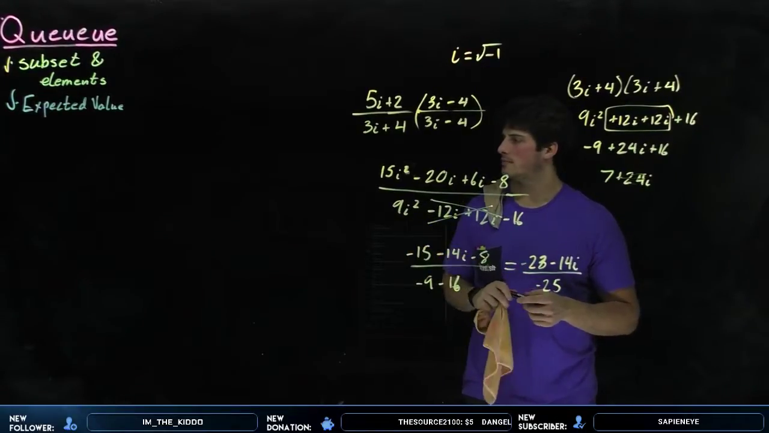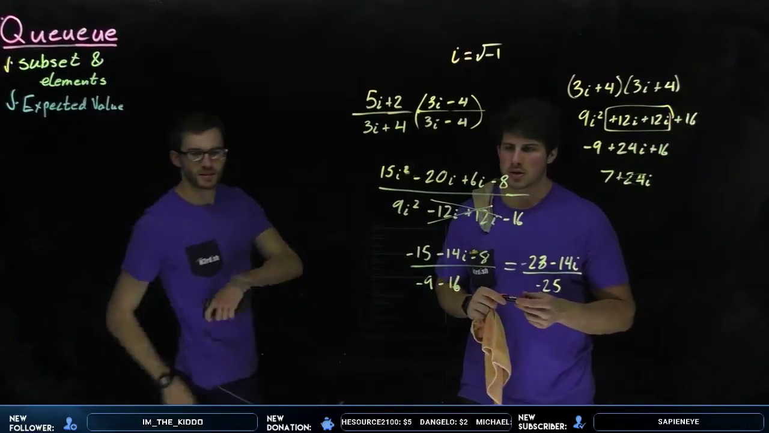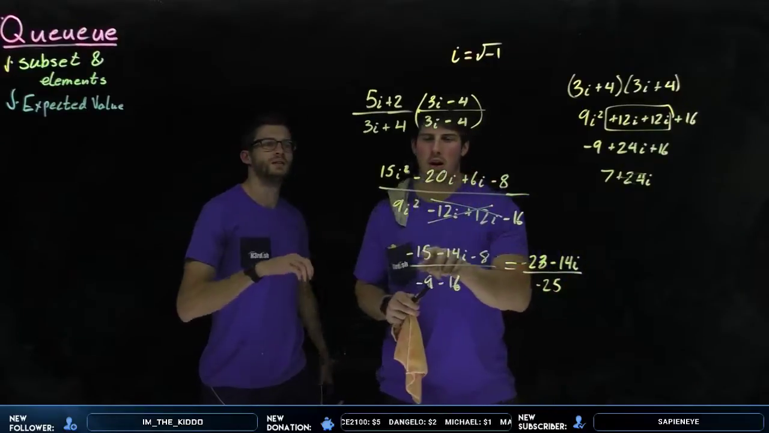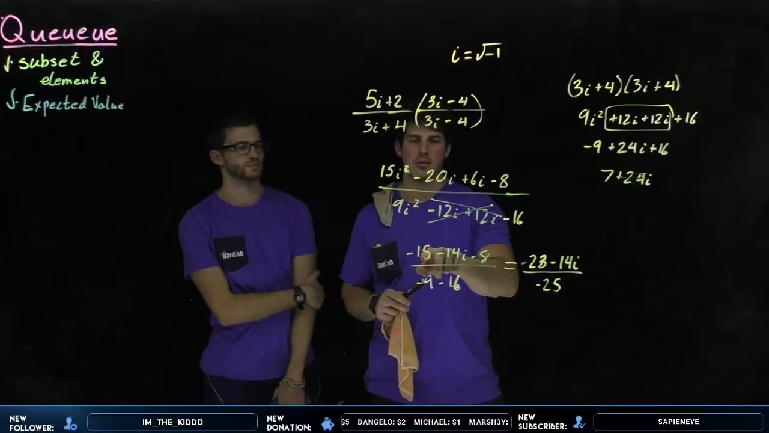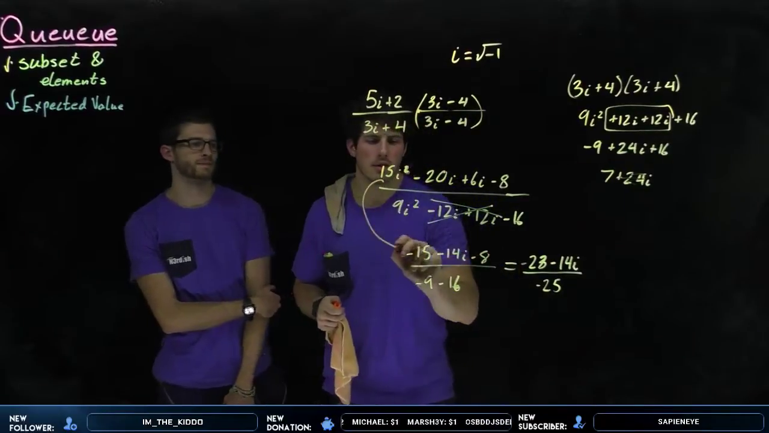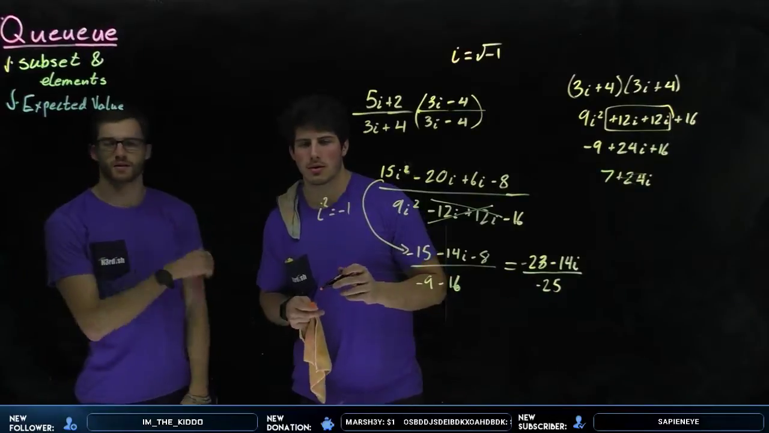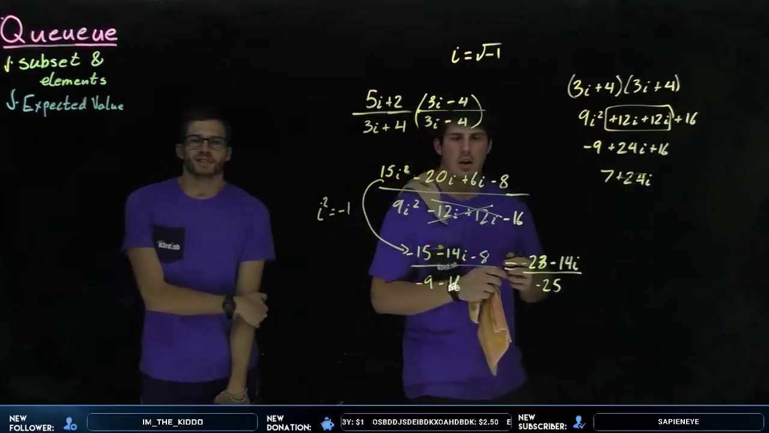How'd it go, Levi? Well, good. i squared should still be with 15. I made it negative. Yeah, sorry. So from here to here, I went i squared equals negative 1, and I plugged it in. Yep. No, you're good.